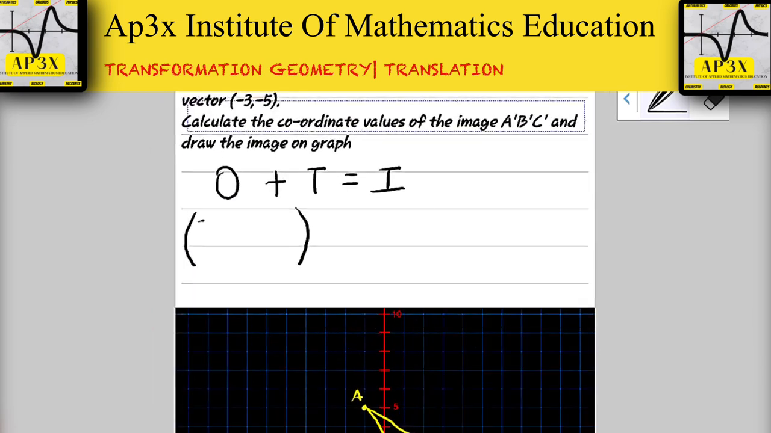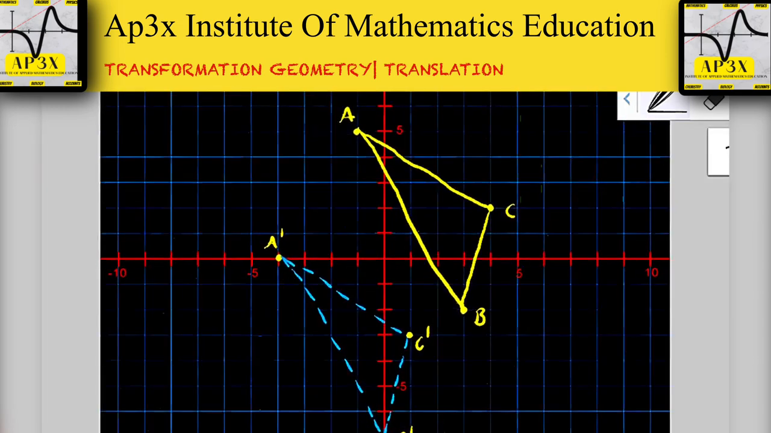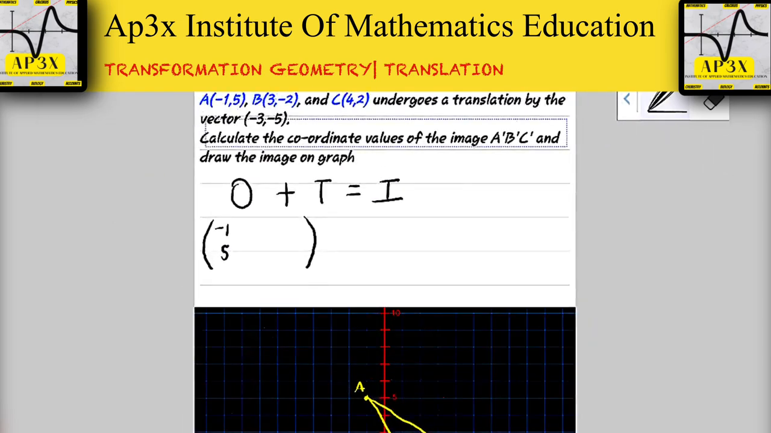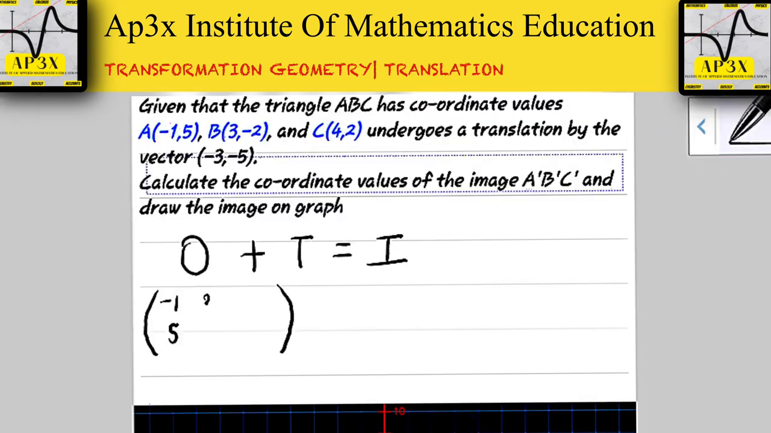So that's -1, 5. And then we're going to go to B and plot 3, -2. I think we were given the points up here already. So that's 3, -2. And then of course the last point, which is 4, 2. All three of these points are going to be moved by the vector, of course, -3, -5.